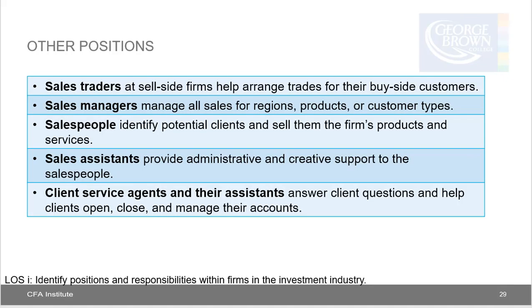And now we're down to the final slide for this topic, and we're looking at other positions that we're going to finish up with. So sales traders at sell-side firms help arrange trades for their buy-side customers. Sales managers manage all sales for regions, products, or customer types. Salespeople identify potential clients and sell them the firm's products and services. Sales assistants provide administrative and creative support to the salespeople. And finally, client service agents and their assistants answer client questions and help clients open, close, and manage their accounts.